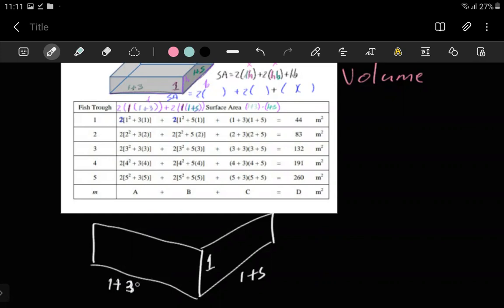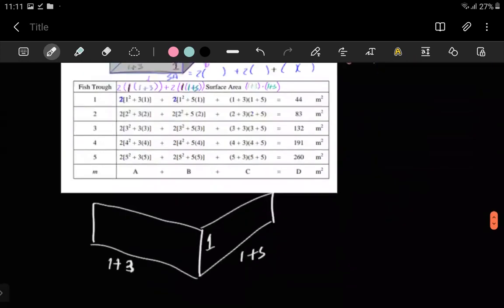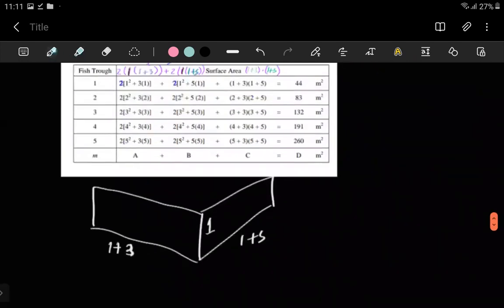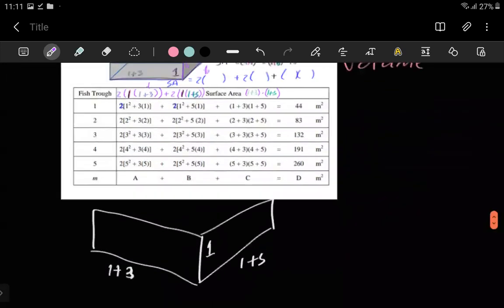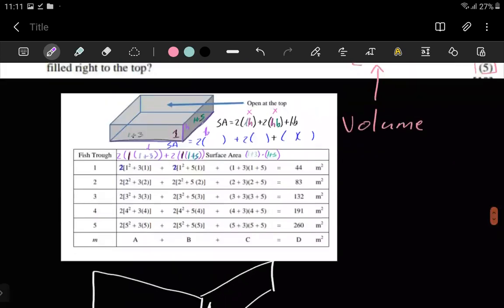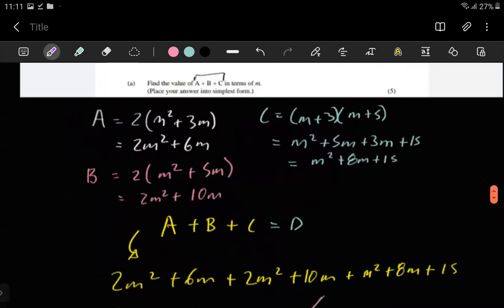So with this being said, we can already see that they've given us an actual volume to work with now. They said here, what is the surface area of a trough so that the trough can hold this much volume of water? That's quite interesting. I mean, we can think to ourselves, right at the bottom here, I don't think it's going to be difficult for us to do what we have to do.